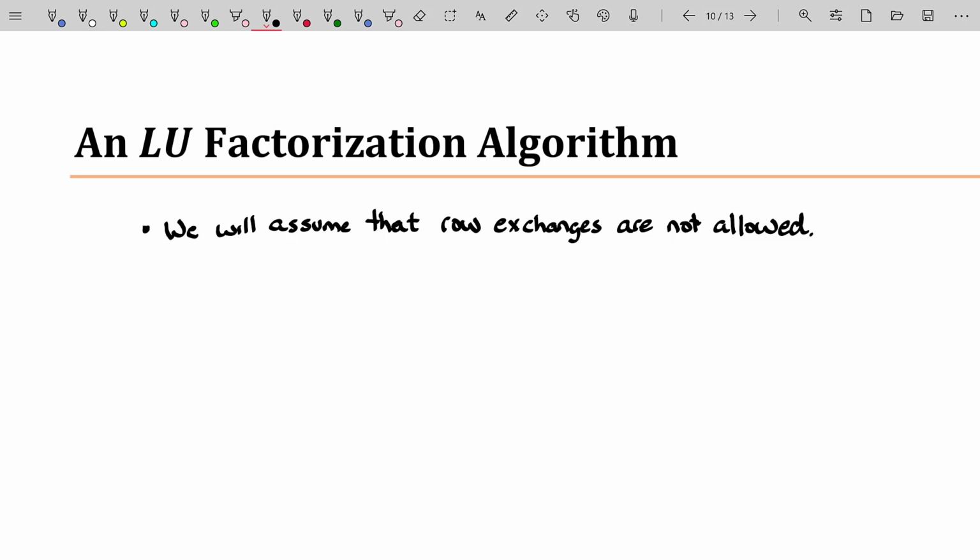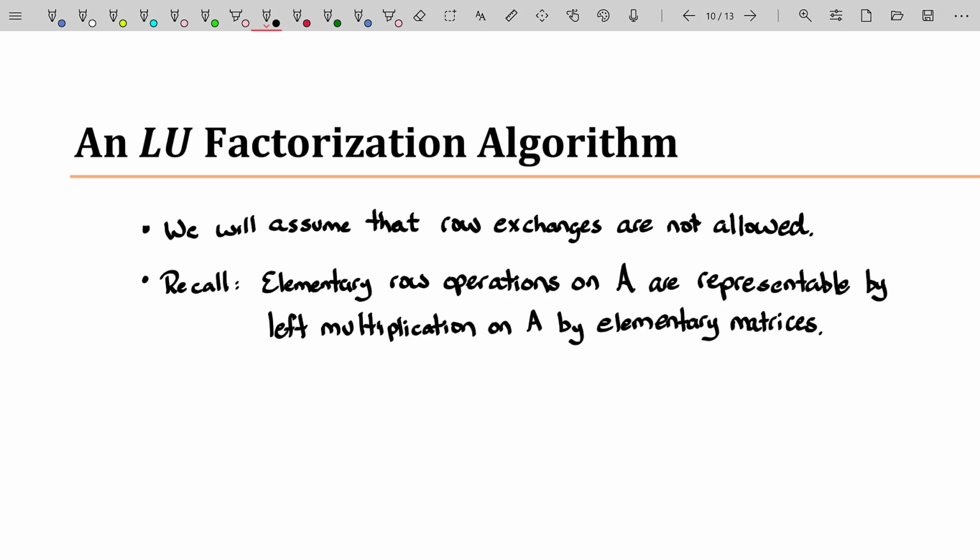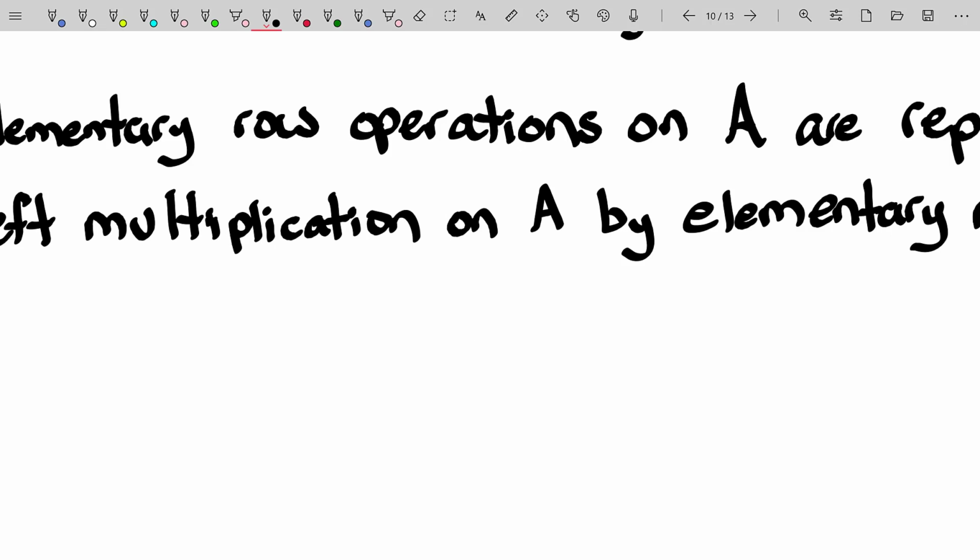But the other thing that we need to recall is the fact that elementary row operations on a matrix are the result of left multiplication on that matrix by elementary matrices. And I had a whole entire video on this called Elementary Matrices. And at the time I had said, these may seem like minor things, because all you're doing with an elementary matrix is essentially doing a row operation on the identity matrix.